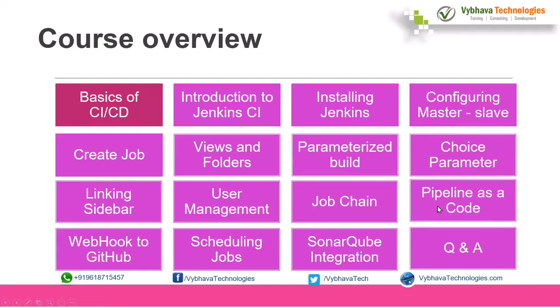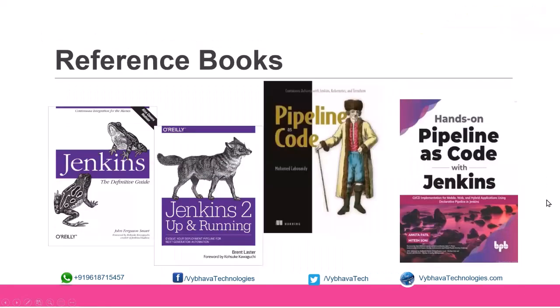It might take 18 to 20 sessions, and I also recommend these are the best books in Google store. You can just simply say books.google.com and you can read the books. 100 pages are openly freely available, and the first two books are from the Jenkins creators.